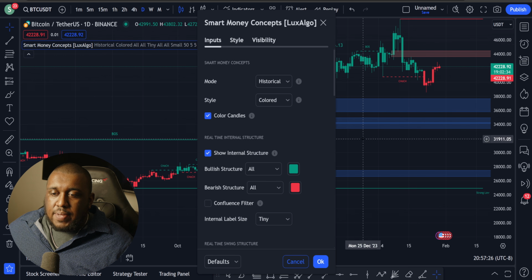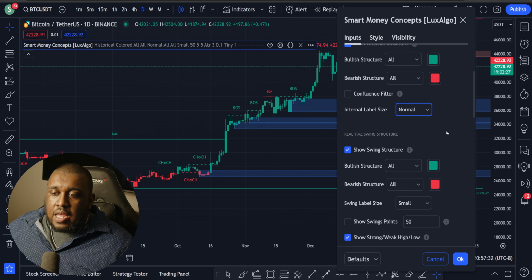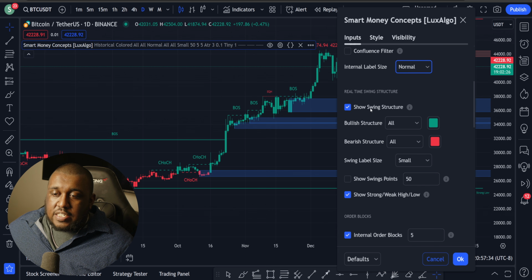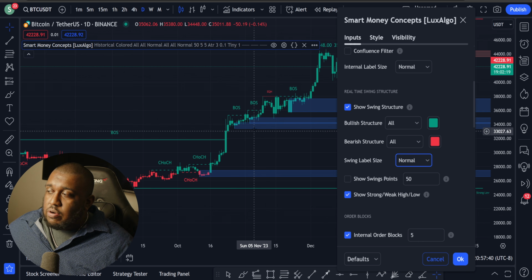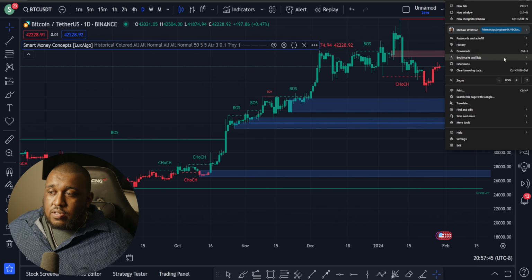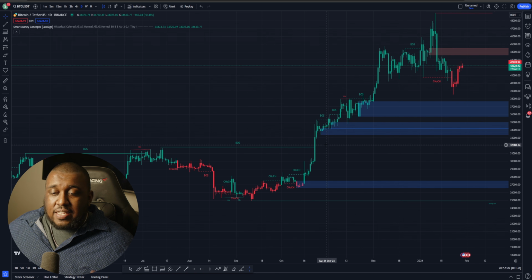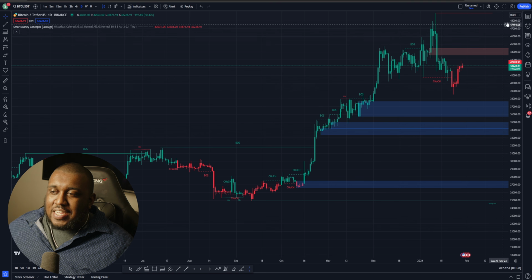I'm going to open this back up. And what I'm going to do is turn the internal label size from tiny to normal. And then I want you guys to come down here, skip everything until you get to swing label size, and again, make that into a normal size. That way you guys can see how everything pops. Very easy to see. And even though I might go back to 100%, it's still small, but at least you can read it. And that's what I want you guys to be able to get out of this.